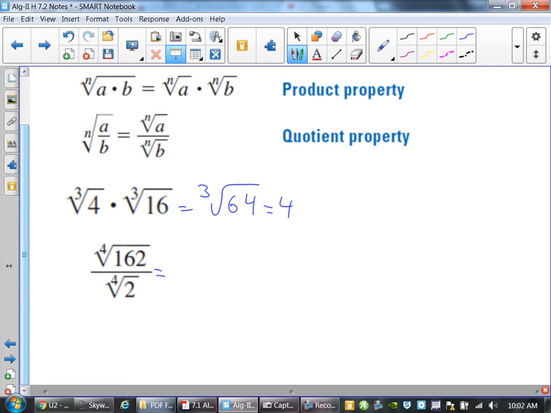Using this one, same deal. Notice how they have the exact same index. It's the 4th root of 162 divided by the 4th root of 2, which means I can encompass the entire fraction as the 4th root. So I have the 4th root of 162 over 2, which is the 4th root of 81. Gee, what do you think 4 numbers are that you multiply together that are the same number that get you 81? It's using these properties going forward and backwards.